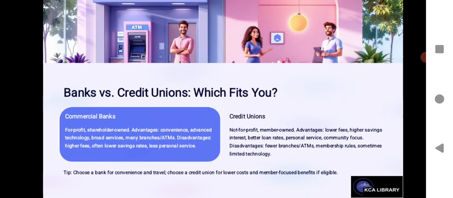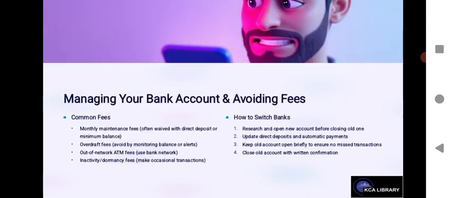All right. But the disadvantages include that there are few, little or no branches of credit unions all over, and they work with membership rules. So not everybody can join. You must meet the membership criteria before you join any of their groups. So with this in mind, you have to now begin to reflect to know which one fits you.